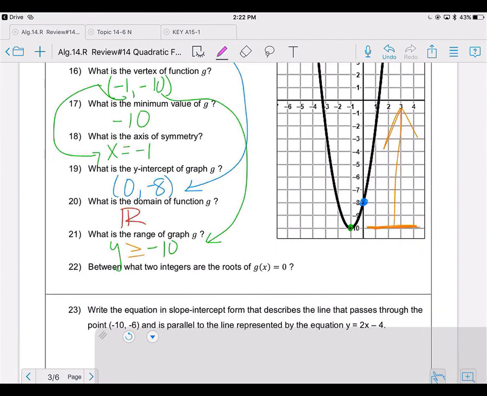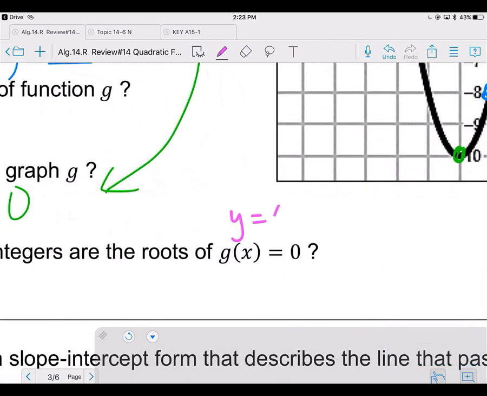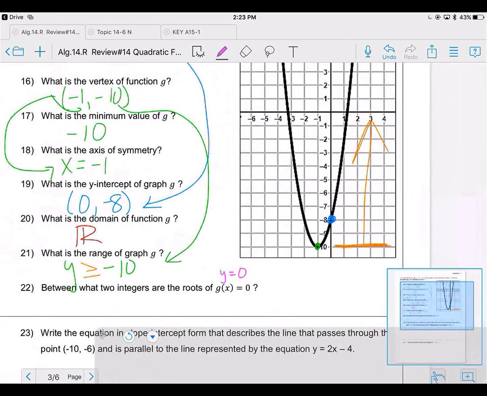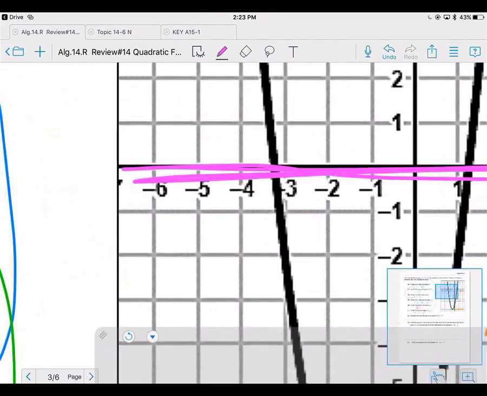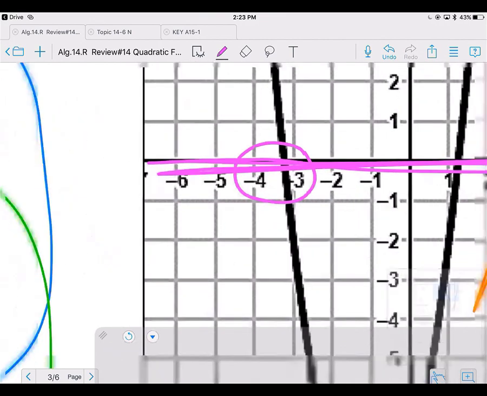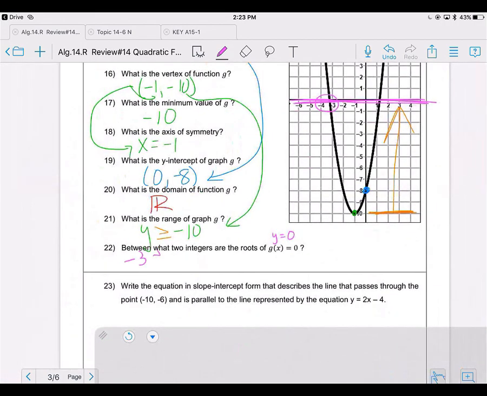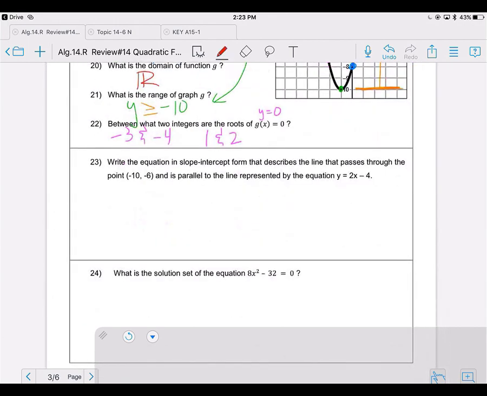And then we are asked, between what two integers are the roots of g of x equals 0. So remember, anytime they give you a function like g of x, they're saying where y equals 0. Y equals 0 on the x-axis, so they're asking between what two integers are the roots located. So this one is between -3 and -4. And this one over here is between 1 and 2. So you're just stating the numbers that it goes between. You don't need to know what the actual number is. You just need to be able to see what two numbers it is between.